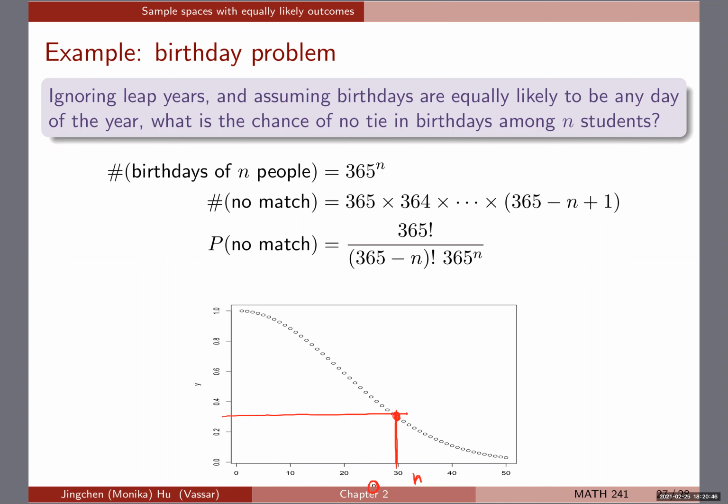And now we're formally able to show that because we're assuming that birthdays are equally likely, we're able to use our results on sample spaces with equally likely outcomes to get the probability.